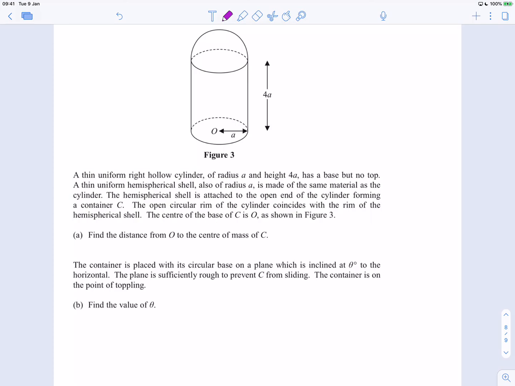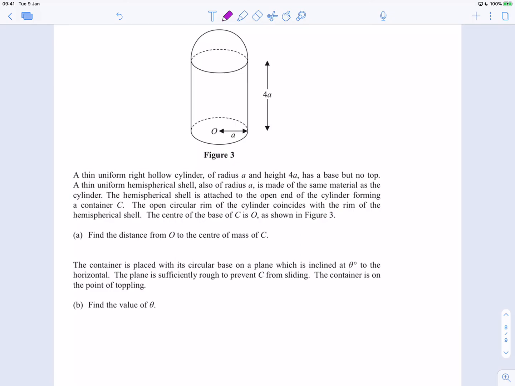Okay, a thin, uniform, right hollow cylinder of radius a and height 4a has a base but no top. A thin, uniform hemispherical shell, also of radius a, is made of the same material as the cylinder. The hemispherical shell is attached to the open end of the cylinder, forming a container. It's a bit like a thermos flask. The open circular rim of the cylinder coincides with the rim of the hemispherical shell, so it fits nicely. The centre of the base of the cylinder is O, as shown in the diagram. Find the distance from O to the centre of mass C.